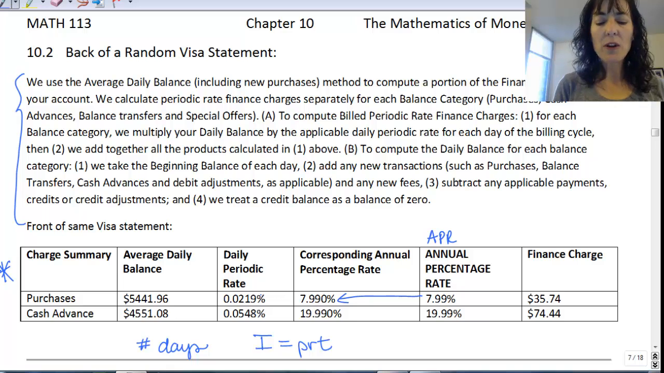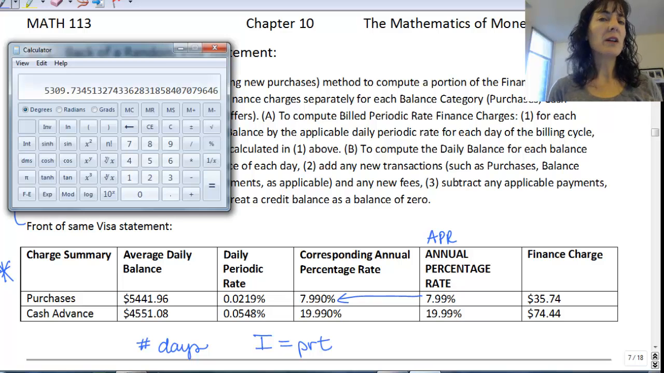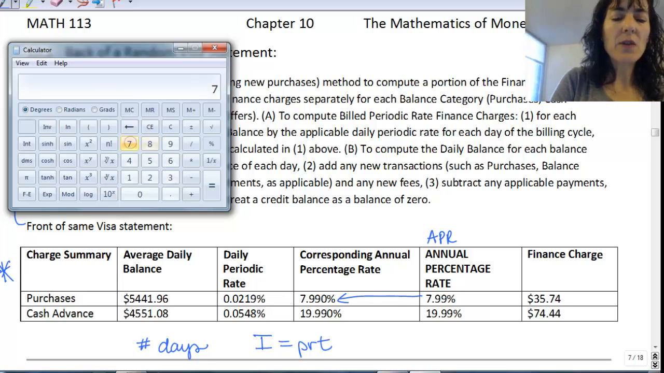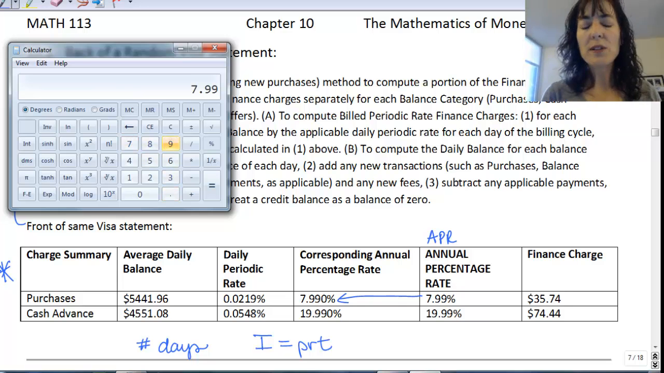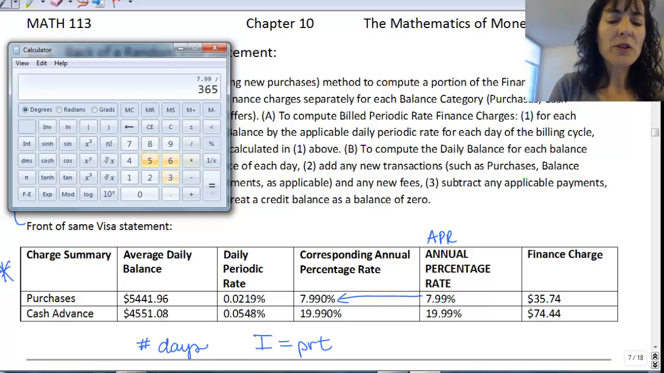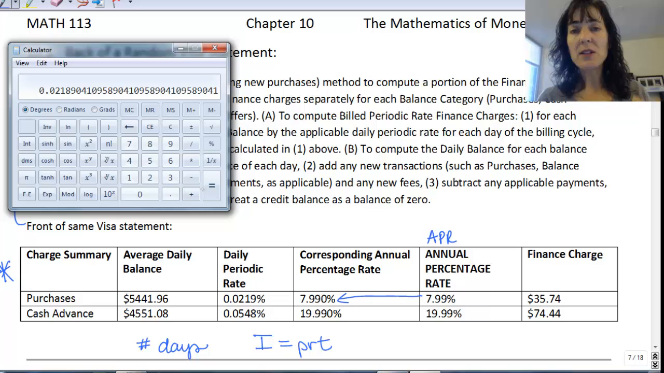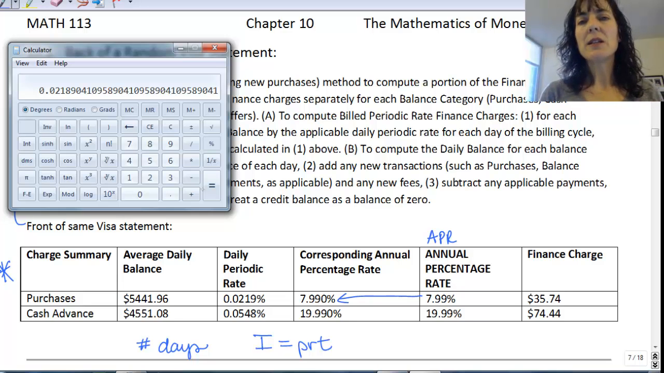Now, the next thing I want to do is figure out how they are getting the daily periodic rate. We talked about that a little bit before, and I said if you're doing a daily periodic rate, you have to take the annual rate and divide it into proportions or chunks for each day of the year. We have 365 days in a year, so I can take that 7.99% and divide it by 365. And remember, this is still in percent form because I didn't divide by 100 before I did my calculations, so my answer is still in percent form.